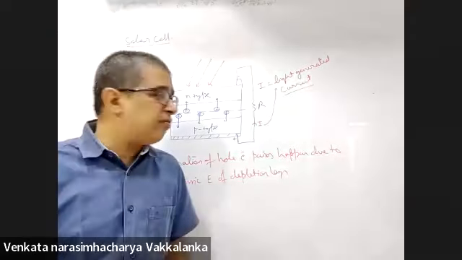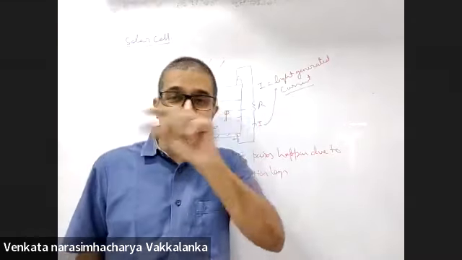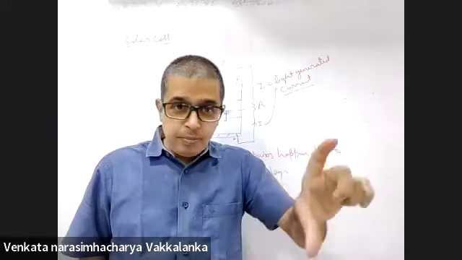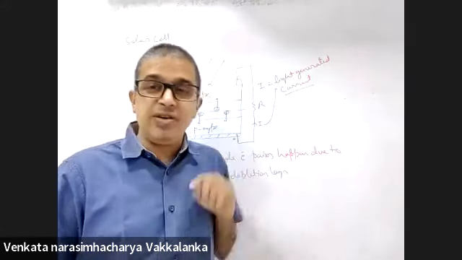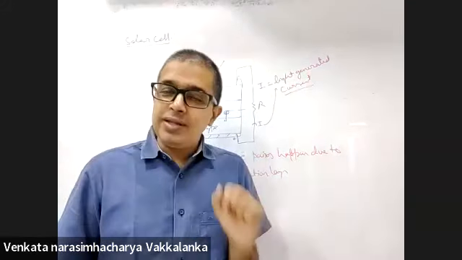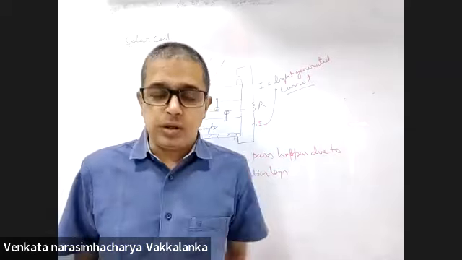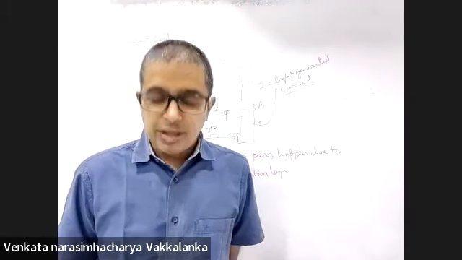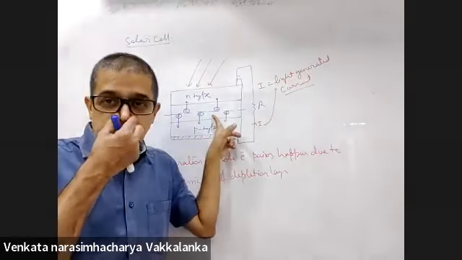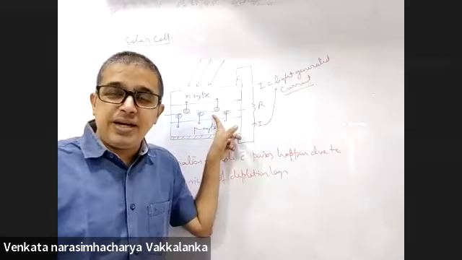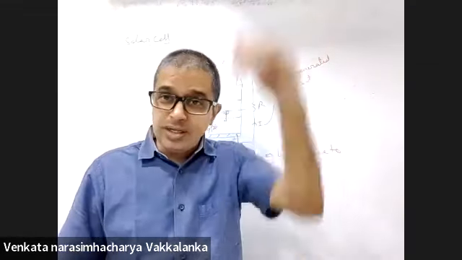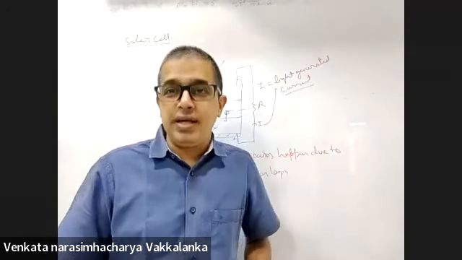By the way, just for your information, in this construction, N-type material was shown very thin. P-type was quite wide. Look at the previous diagram. N-type appeared very thin. P-type was quite wide. Yes or no? Yes, sir. Why? Because the incident light should reach the depletion layer. N-type is kept thin so that the incident light reaches the depletion layer.